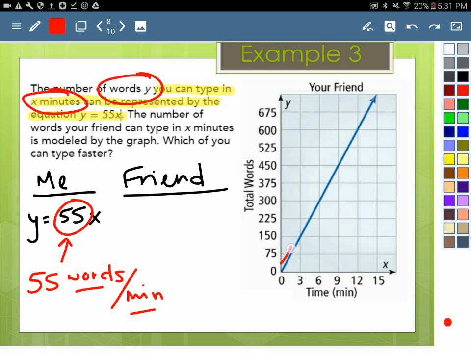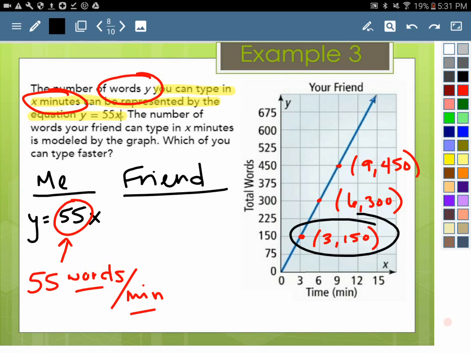So nothing really in this area I'm going to be able to read until I hit this intersection. I can definitely read that point right there. It's (3, 150). I can read this point, which is (6, 300). I can read this point, (9, 450), and so on. Okay, so I basically just created a quick table. I could put those numbers into a table if I wanted to, but I'm not going to, just to save a little space. Okay, but I can take this value, (3, 150), and interpret it in the context. That 3 represents minutes. The 150 represents the words.